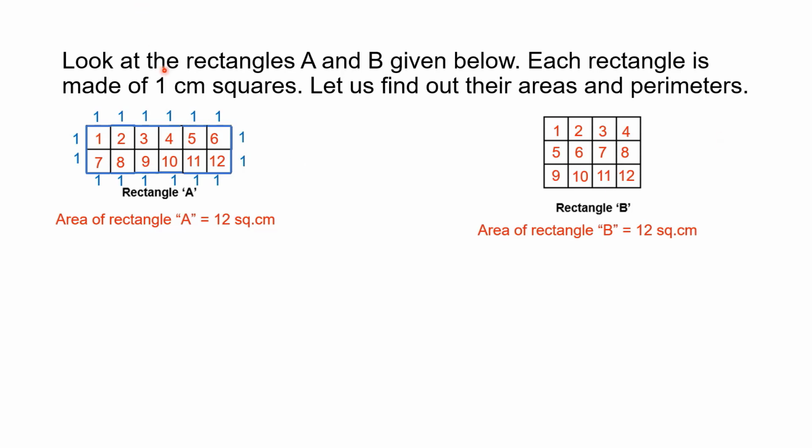Let us count the number of ones. 1, 2, 3, 4, 5, 6, 7, 8, 9, 10, 11, 12, 13, 14, 15, 16. So the perimeter of rectangle A is 16 centimeters. Let us find out the perimeter of rectangle B.